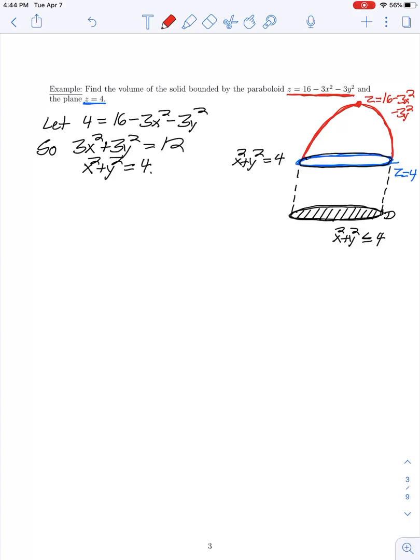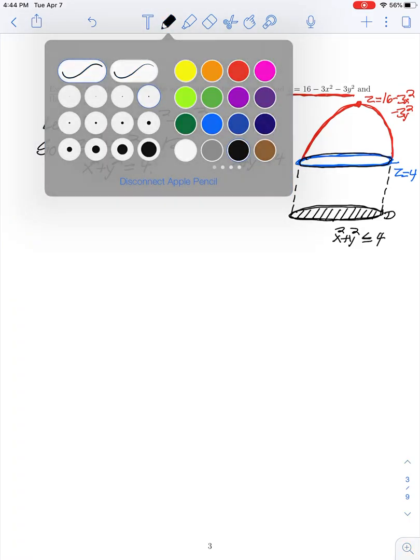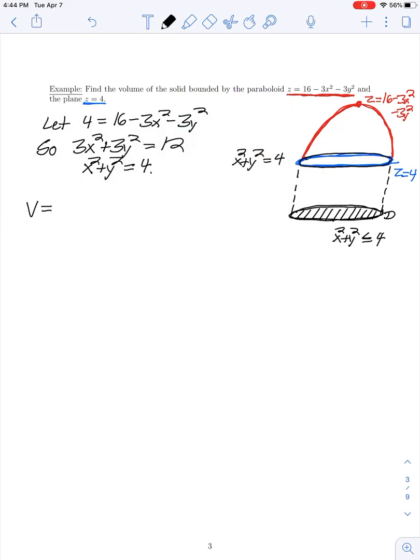So to find the volume of the solid region bounded by these two surfaces, let's call that volume V, we would be evaluating the double integral over our region D of the upper surface. So here 16 minus 3x squared minus 3y squared. So geometrically what we have so far would give us the volume of the solid that lies above that disk D and below our surface, so this full solid shown here in red.